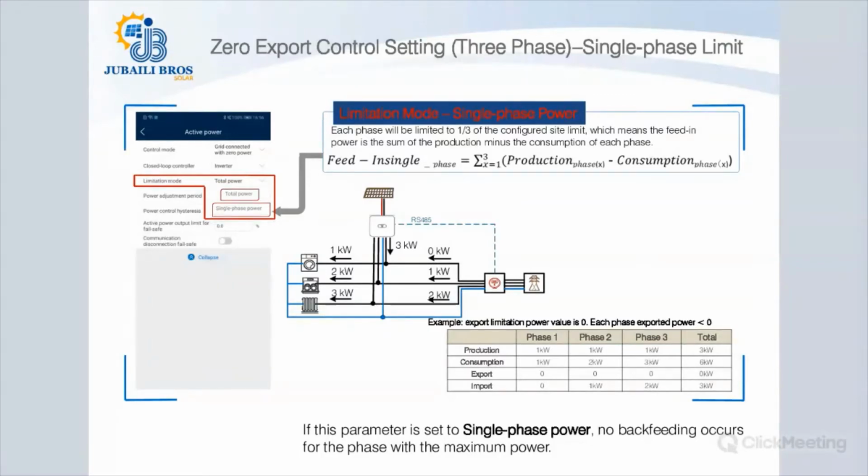So in these cases, we have higher consumption in phase number 2 and phase number 3. So we will be importing power from the grid to the load. But again, nothing will be exported back to the grid. So we have those two modes to control the zero export. Nothing will be going back to the grid. The control will be done between the inverter and the loads.